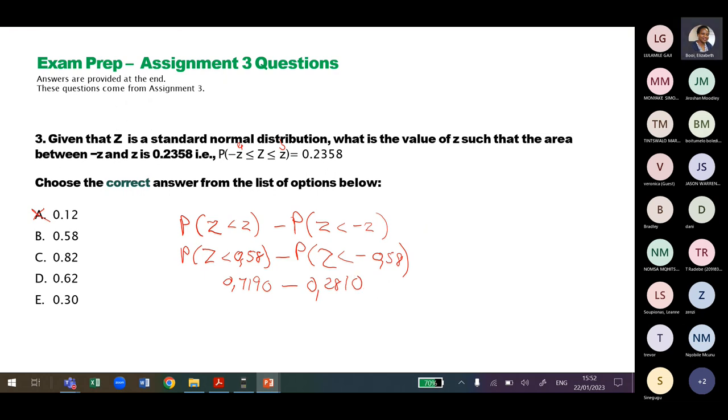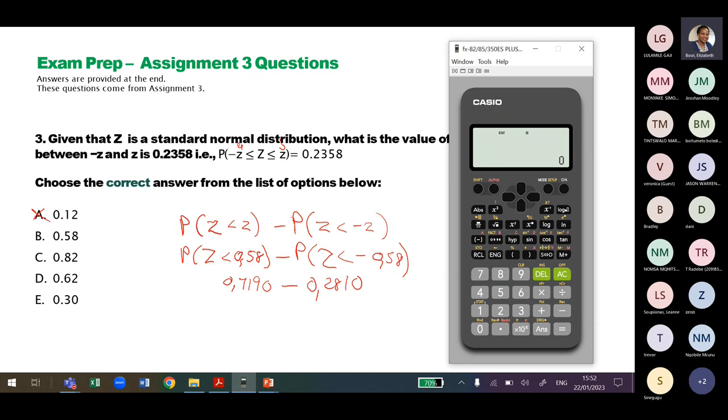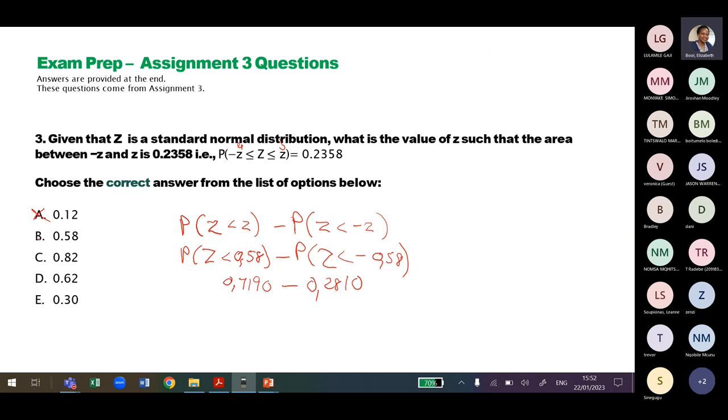0.2810. Take our calculator. Let's calculate. 0.7190 minus 0.2810. Nope. That is not the answer. We're looking for 0.2358. So that is not the answer. Moving on. With that, let's go to the next one.